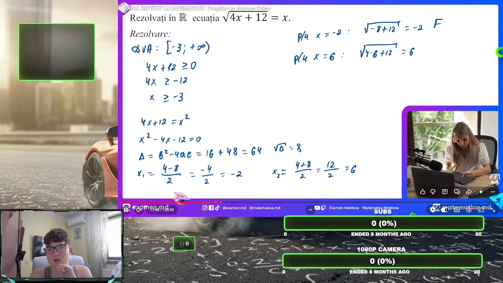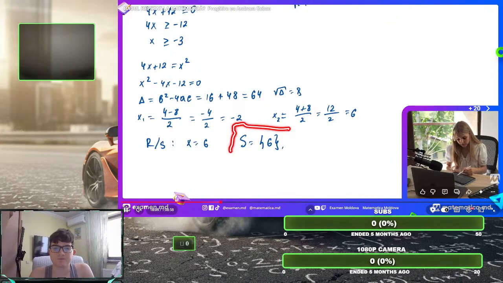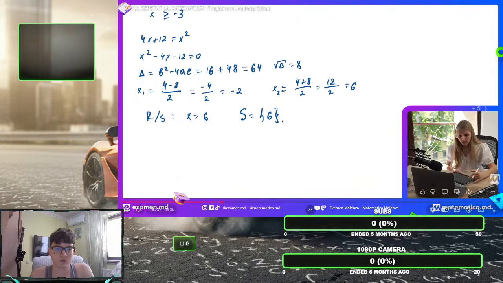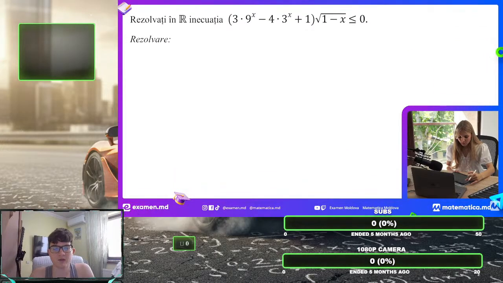Okay, now 6 right here, that's no problem. You can get 24 plus 12, 36, so 6 is valid. So the solution is 6 right here. This one was a bit tricky toward the end.